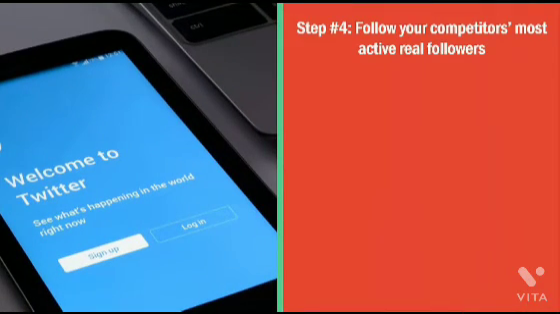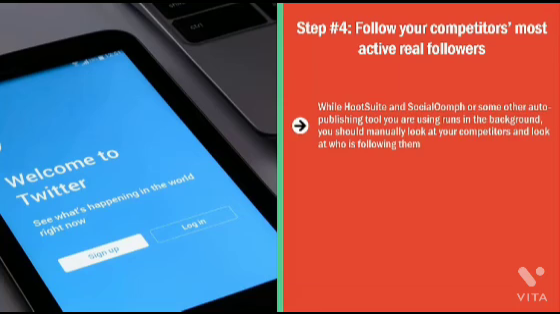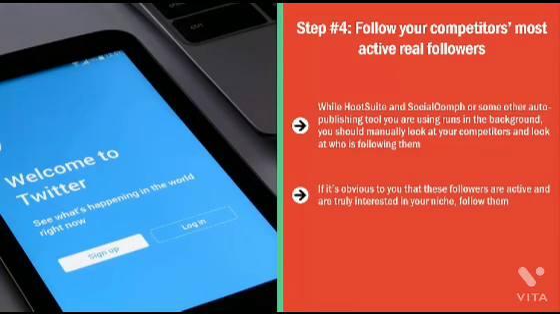Step number 4, follow your competitors' most active real followers. While Hootsuite and Social Oomph or some other auto-publishing tool you are using runs in the background, you should manually look at your competitors and look at who is following them. Go to those accounts and pay attention to the activities of those followers. If it's obvious to you that these followers are active and truly interested in your niche, follow them. The strategy here is pretty simple. On Twitter, a certain percentage of people will automatically follow you back when you follow them. Not everybody does this, but around 20 to 30% of people will do this.